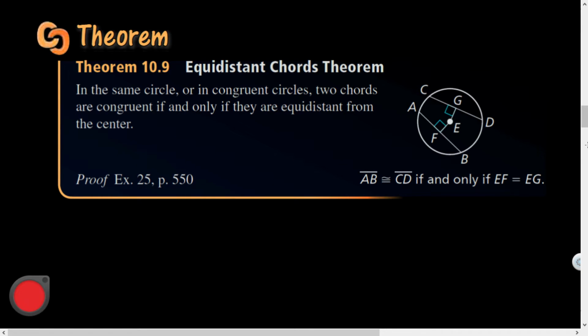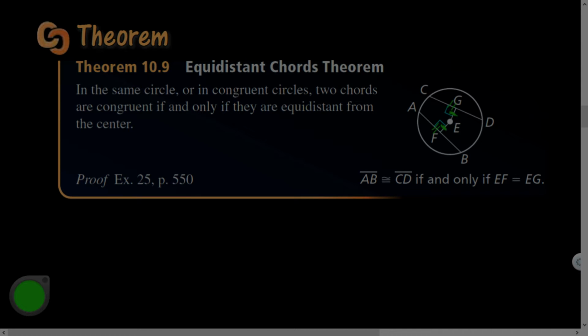Equidistant chords theorem. All right, guys, let's think through this. Gentlemen, right? You with me? In the same circle or in congruent circles, two chords are congruent if and only if they are equidistant from the center. Okay, so here's the idea. If these are the same distances, then these chords are also congruent to one another. Don't worry about it, Joshua. So when I measure the distance from a segment to a point, notice we always would measure that distance perpendicular to the point.